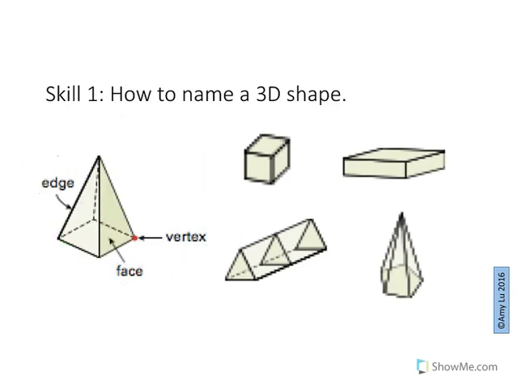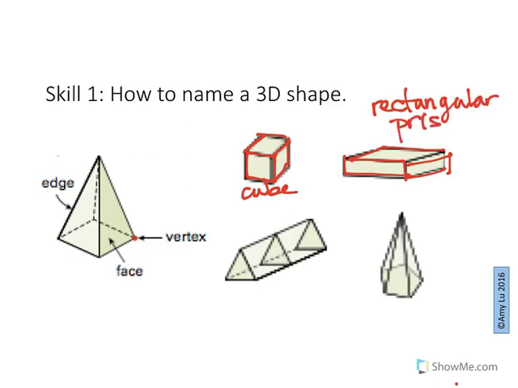Now we need to start naming these shapes. When you have a three-dimensional square, it's basically your cube. When you have a three-dimensional rectangle, this is called a rectangular prism, or, better known as, a cuboid. Not a cube, but a cuboid.